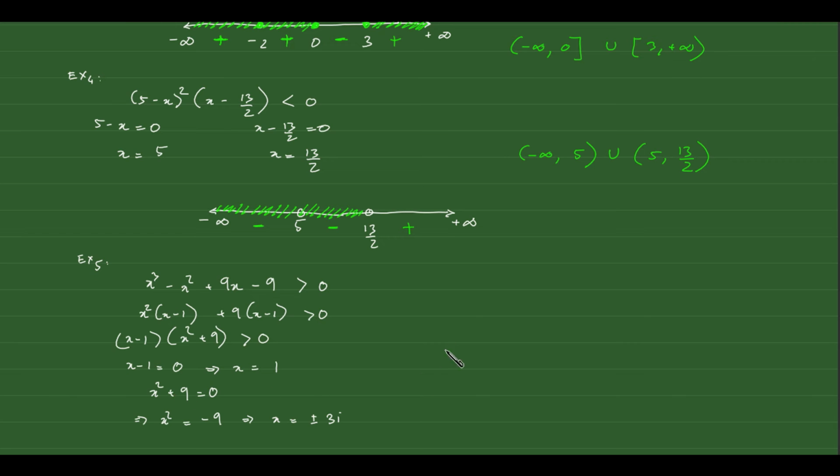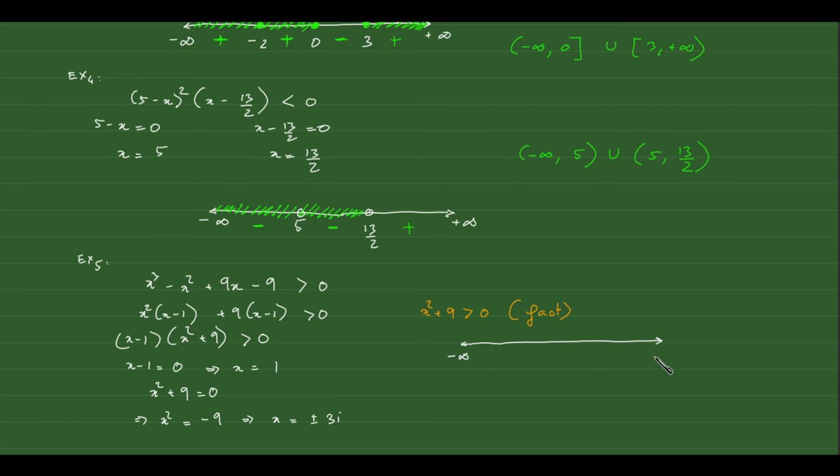x squared plus 9. Okay, you try to recognize. x squared plus 9, so I'm gonna put it in this different color. I recognize that x squared plus 9 is always greater than 0. It's a fact, because something squared is positive, plus 9 is a positive number. It's always a positive number. So you don't have to put it on the number line. All you have to put on the number line is this one.